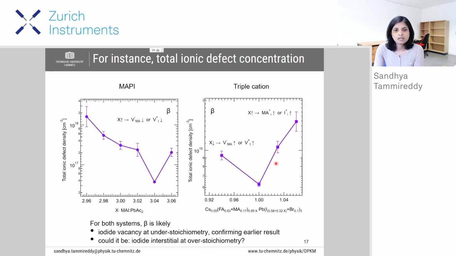But what we can say is it is indeed possible to understand the origin of the defect by comparing the total ionic defects with respect to the stoichiometric variation. And that's what we did. And it appears that what we see is an iodide-related defect, and it seems to be a vacancy in the MAPI device. So that's one.